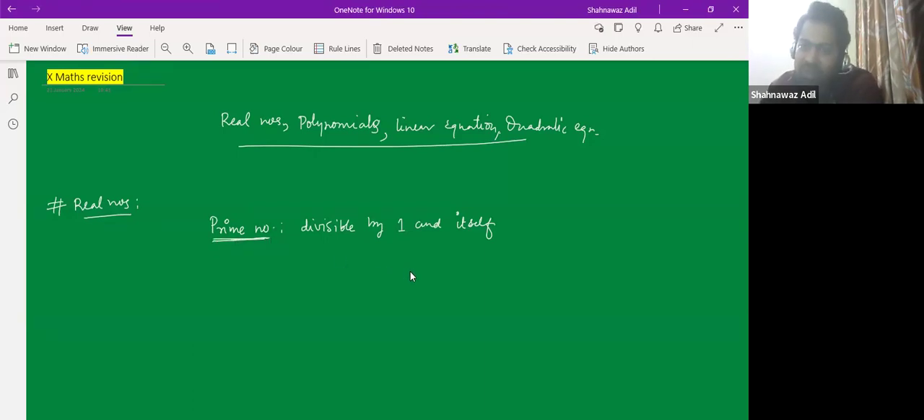So prime numbers, right? Divisible by one and itself. So what are the examples? The examples are 2, 3, 5, 7, 11, and so on. So these numbers are prime numbers. So the smallest one is what? Smallest prime number is 2. And then we have co-prime numbers.